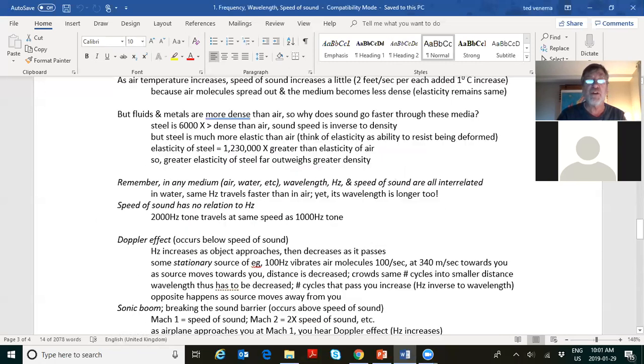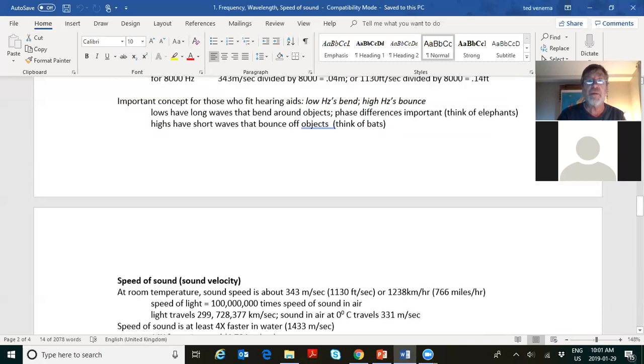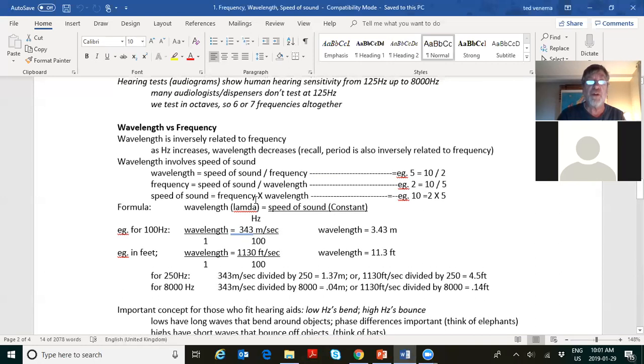Let's make sure we stay together here. All right, we're just about there. Here you are. There's the 3. I'll start right here. There you go. Wavelength equals speed of sound over frequency. What's the next one? Frequency equals speed of sound over wavelength. And speed of sound equals frequency times wavelength.